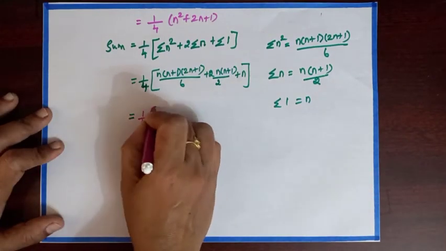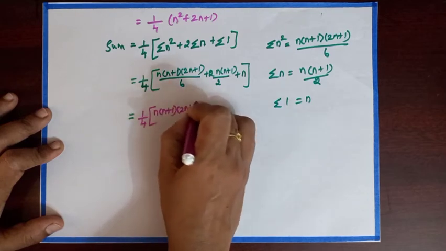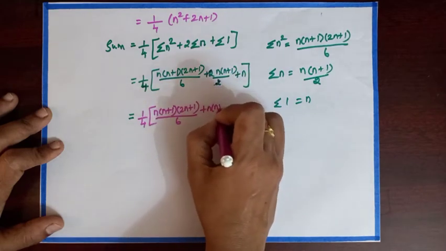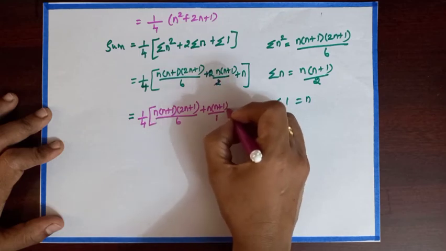Which is equal to 1 by 4 into n plus 1, 2n plus 1 by 6. 2 and 2 will be cancelled. N into n plus 1 by 1 plus n.